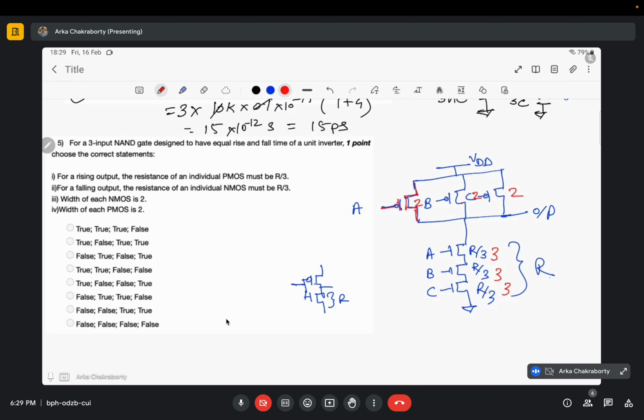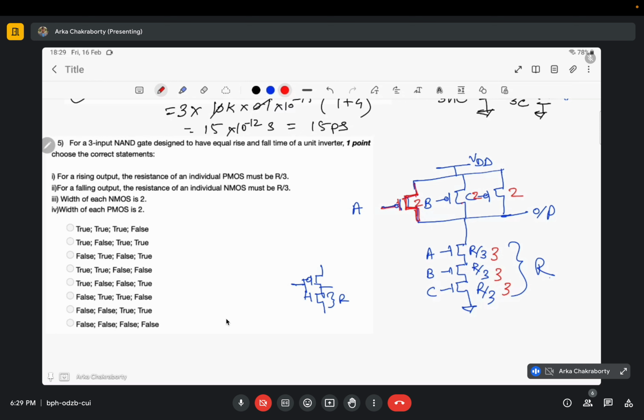If all the 3 are on at a time, then what would be the resistance? 2 by 3. What happens for a parallel, 1 by R equals 1 by 2 plus 1 by 2 plus 1 by 2, that is 3 by 2, that is 2 by 3 net resistance. Okay, so we are talking about the propagation delay, the worst case delay. And if I was talking about the contamination delay or the best case delay, then I would have considered all the 3 transistors to be on. But for propagation delay, I will be considering the worst case possible condition, that is the highest R, that is only one of the PMOS is on.